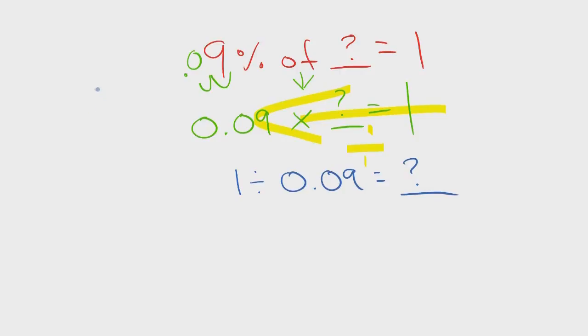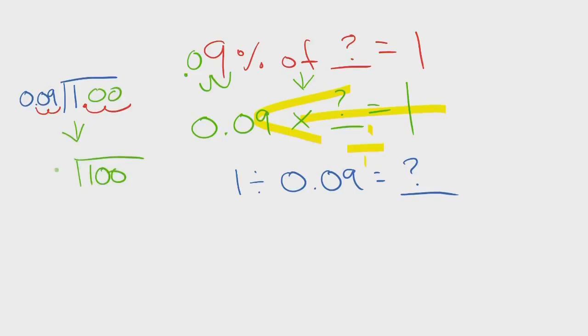And I'm going to do long division over here. I have 1 and I have 0.09. And you already should know I'm going to have to move this decimal to the right 2 spaces to make it into a whole number. And if the decimal is not in sight, it's on the right. So I'm going to have to move this one 2 spaces to the right. That means I put 2 zeros. So really, I get 100 divided by 9.